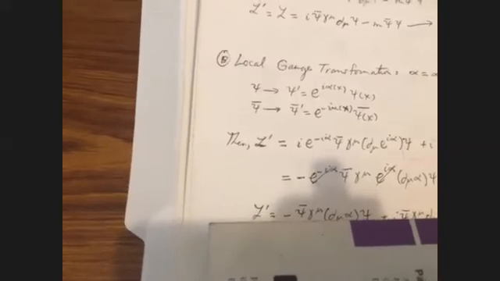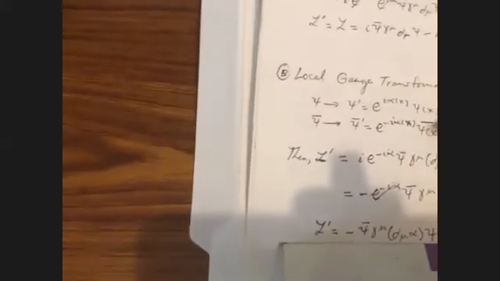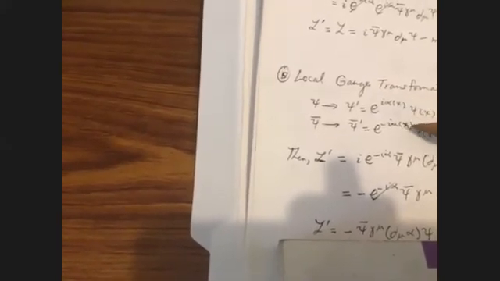So I leave you with a question. Is the Dirac Lagrangian density invariant under local gauge transformation? Local gauge transformation means that alpha is a function of space and time. So alpha is a function of x. And the transformation looks the same, just like the global. The only difference is that alpha is now a function of x.